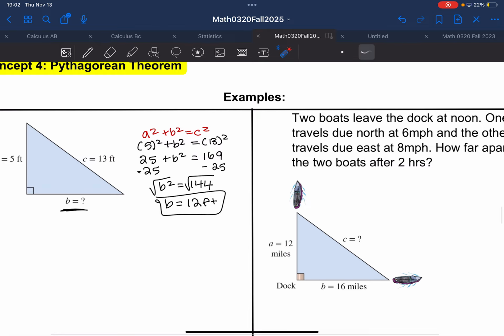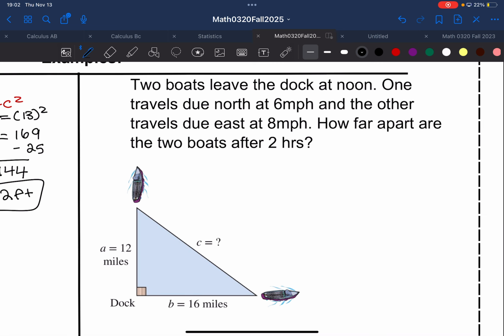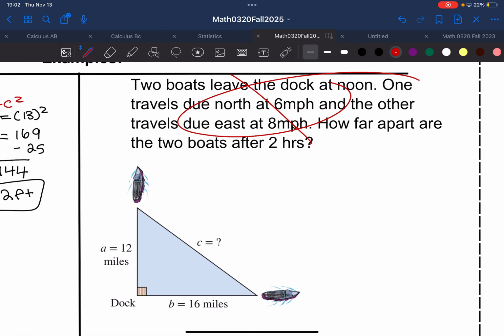Okay. More Pythagorean theorem. It says 2 boats leave the dock at noon. One travels due north at 6 miles per hour and the other travels due east at 8 miles per hour. How far apart are the 2 boats after 2 hours? So this word problem here is just there to distract you because they gave you an image. They already filled in all the units, so we're just going to do the same thing: a squared plus b squared equals c squared. So I have 12 squared plus 16 squared equals c squared.